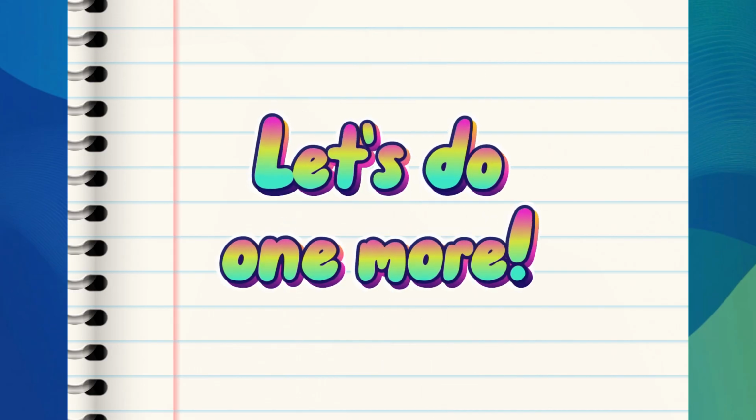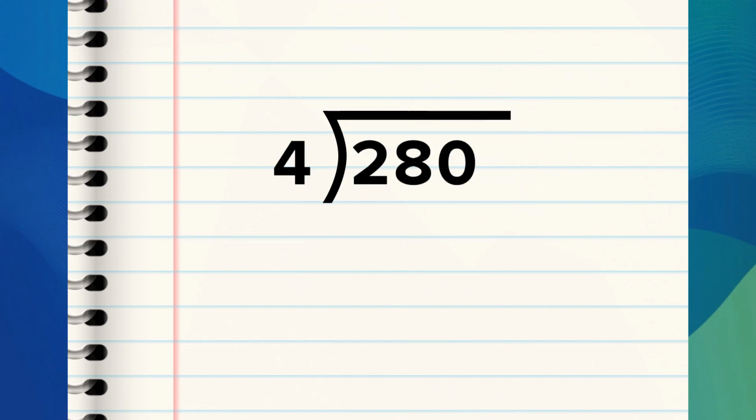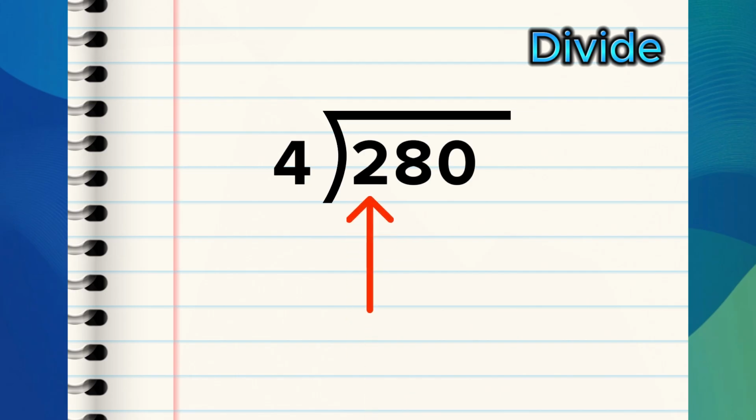Let's do one more. This one will be a little quicker and will point out something important when it comes to long division. What is 280 divided by 4? First, divide. How many times can 4 go into 2? Wait a minute. 4 is bigger than 2, so it can't go into it. If you run into a problem like this, there is a simple solution.